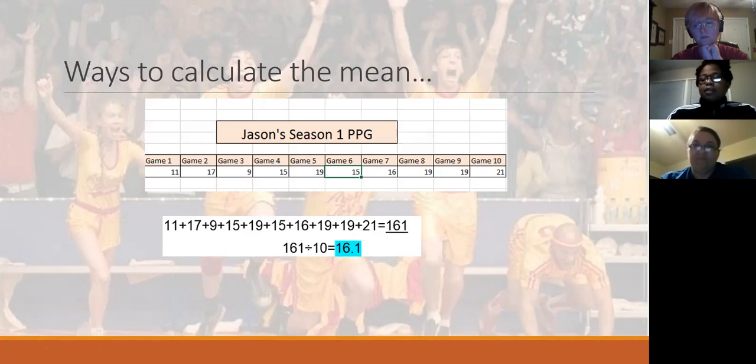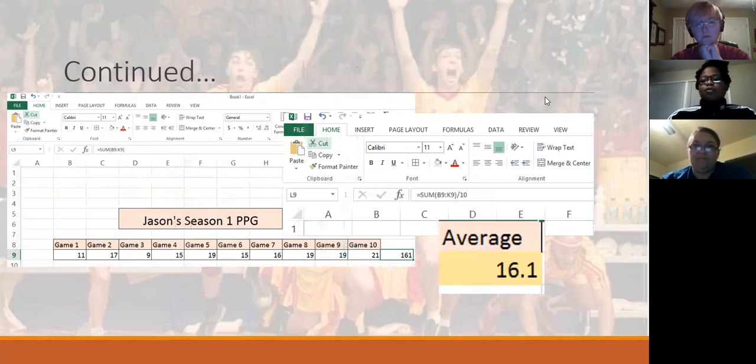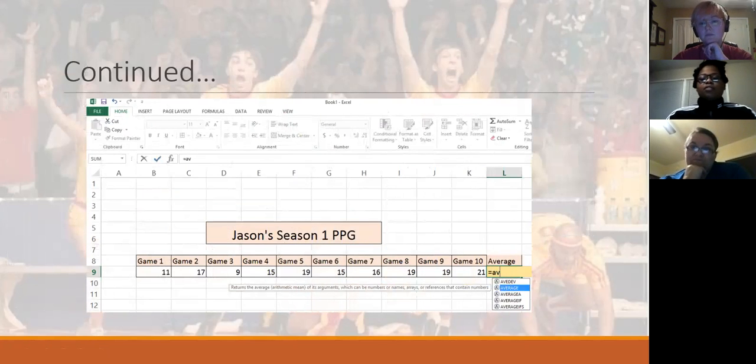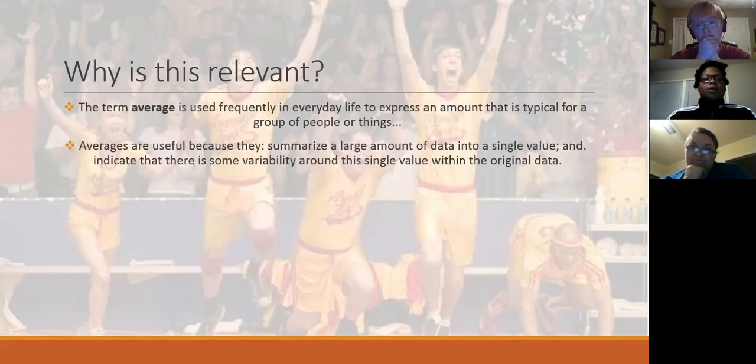Moving on, I have some screenshots here of another way to calculate the mean using Excel, which I will go into detail about here in a sec. And the second way to do it in Excel. Why is this relevant to you and I?